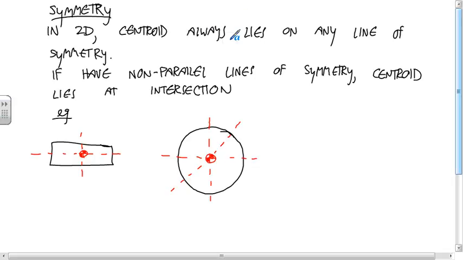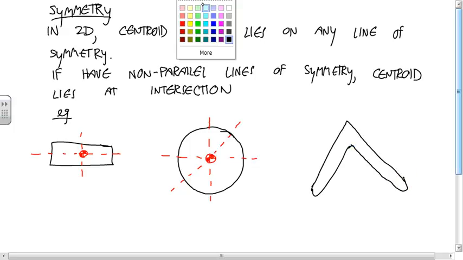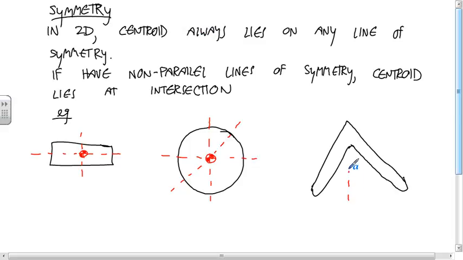And then what about something where you can only find 1 line of symmetry, like the boomerang? Well, it has a line of symmetry like this, but you can't find any other lines of symmetry. So all you know is that the centroid lies somewhere along this dotted line. But that still gives you some useful information, because then you just have to find the y location of the centroid. You don't have to find the x also, you know.